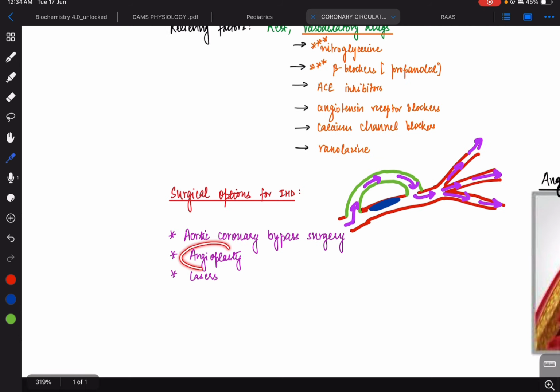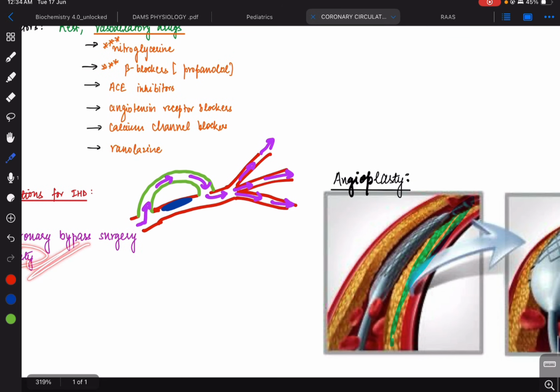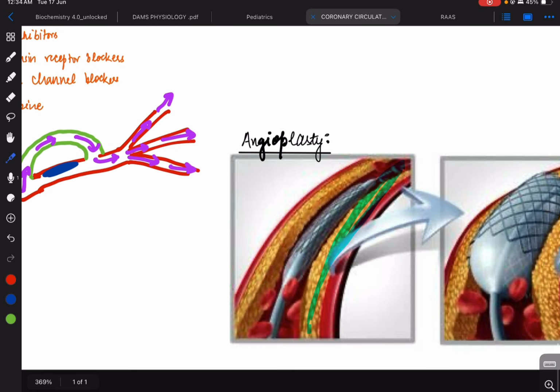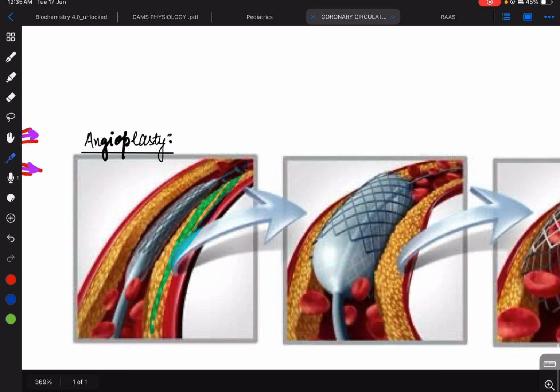So the next option that we have is angioplasty. Basically what we do in angioplasty is that we place a catheter within the coronary artery, right? Here we can see that there is a catheter being placed in the coronary artery, and you can see that this is all plaque that is being formed within the vessel. So we inflate this catheter, and you can see that there is this mesh-like material, right? This mesh-like material is called a stent, right? So the stent is also placed over the catheter.